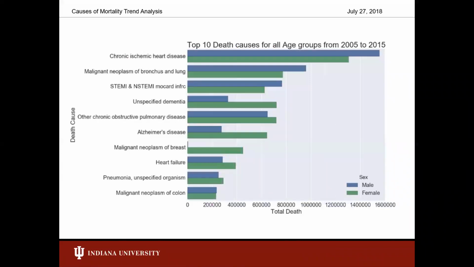This is another view into that data, and this shows the total deaths for the top 10 death causes for male and female. Based on this chart, male deaths are higher than female deaths in this data set, and both genders have heart disease as a leading cause of death, as you can see right at the very top here.